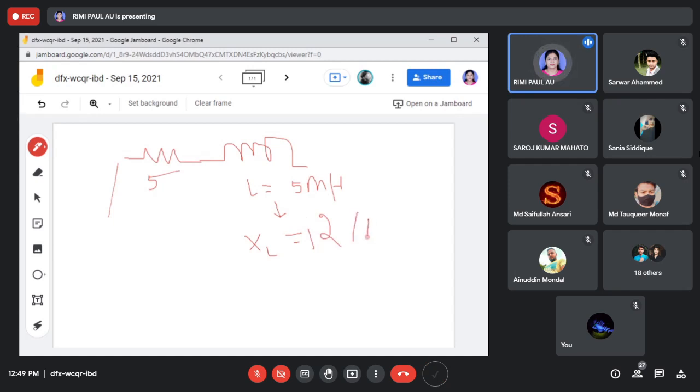J 2 pi f L. In the Indian system, it is 50 hertz, and L is given 5 millihenry, so you have to convert it in henry. So 5 into 10 to the power minus 3, and 2 pi is 3.14. Whatever value you get, then you can write this as 5 plus J XL, and its unit is ohm, and it is known as inductive reactance.